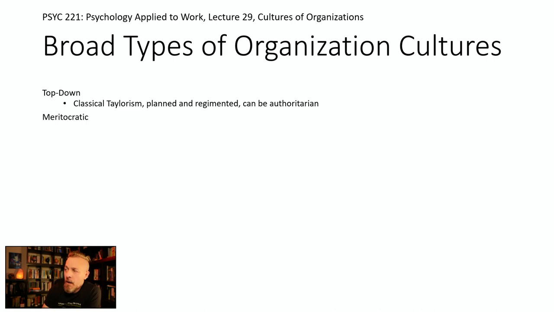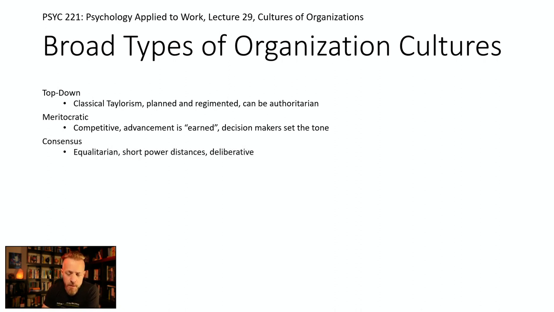You could have a meritocratic culture, which is more competitive. You move up by earning it. Decision makers set the tone of where we're going to go, and you climb the hierarchy through achievement. You can be a consensus culture, where we all try to agree, or at least the people in charge of this or responsible for it try to agree. Not necessarily unanimous, but once the group feels like it's made a decision, even if you don't really want to do that, you feel a powerful normative pressure to just go along because it seems like there's consensus. And unless it's really a critical thing, you'll just say, okay, I guess we'll do that then. So there you tend to have short power distances because it tends not to be a top-down authority.